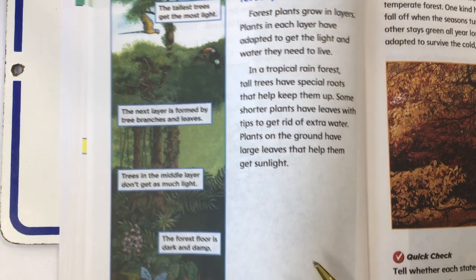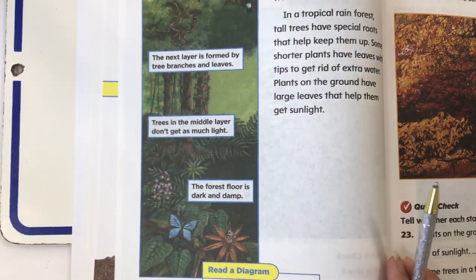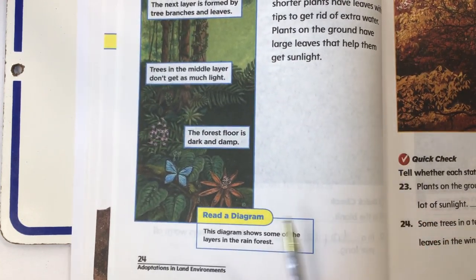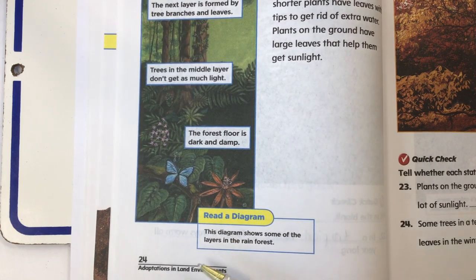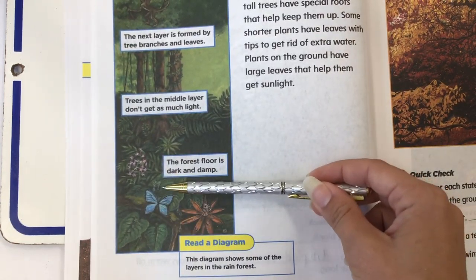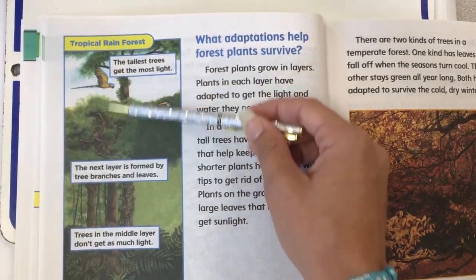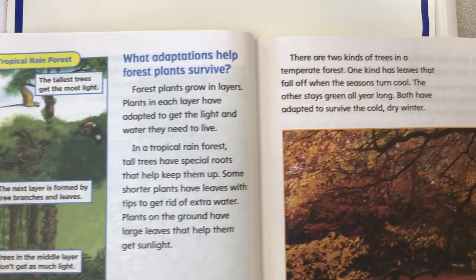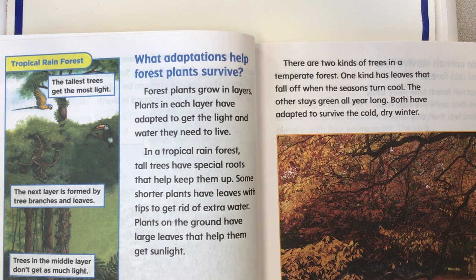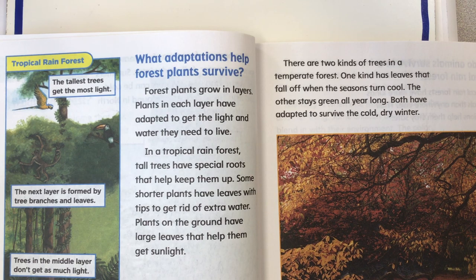Tropical rainforest. The tallest trees get the most light. The next layer is formed by tree branches and leaves. Trees in the middle layer don't get as much light. The forest floor is dark and damp. Read a diagram. This diagram shows some of the layers in the rainforest, and by layers we say there's the floor of the forest, and then there's the middle layer, the next layer, and the tallest or the top layer.